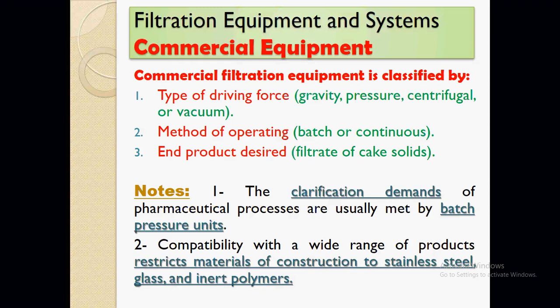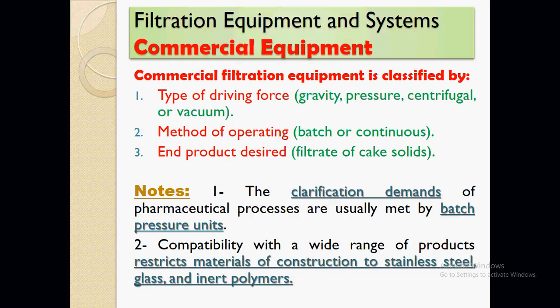Now we go to another important topic, which is the filtration equipment and system used. We have commercial equipment, the marketed ones. Commercial filtration equipment is classified either through type of driving force, and the types are gravity filtration equipment, pressure equipment, centrifugal or vacuum equipment. Or we can classify according to the method of operation. So we have batch commercial equipment or continuous commercial equipment. Or we can classify it according to the end product desired. We have filtrate or cake solid. That means what we want, is it the filtrate or is it the cake.